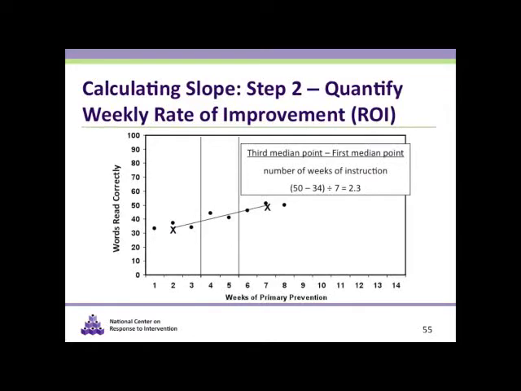For example, on this graph, the score in the third section is 50, and the score in the first section is 34. The total number of data points is 8, and they are collected on a weekly basis, so the number of weeks of instruction represents the number of data points minus 1, or 7. So 50 minus 34 equals 16, and 16 divided by 7 equals 2.3. The slope of this graph is 2.3.